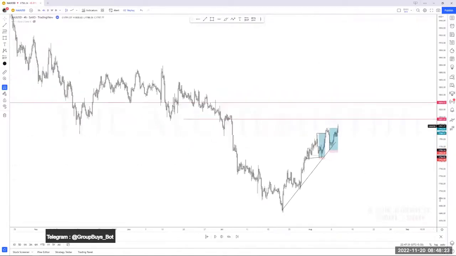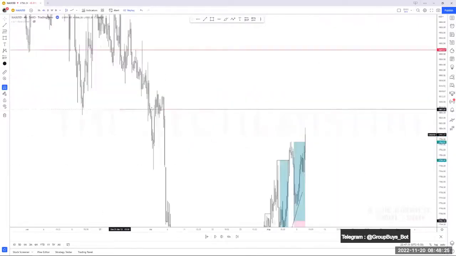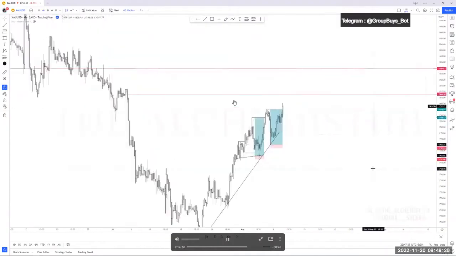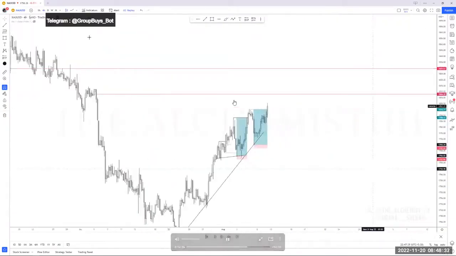So I did have a sell from here, like I showed you, from right here, refining it to a 4-hour zone. So now we will be monitoring the higher time frames.